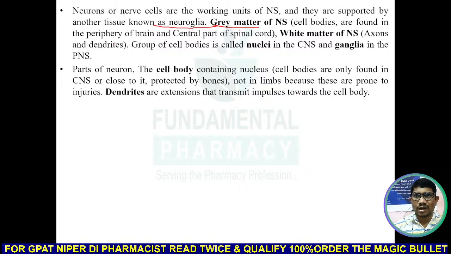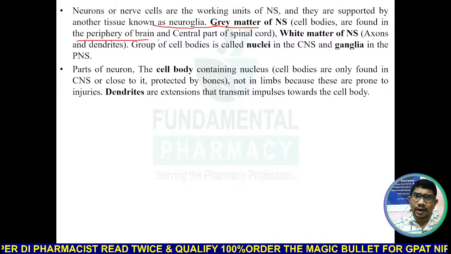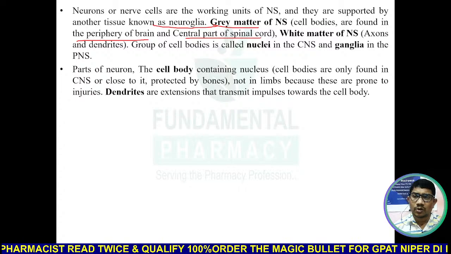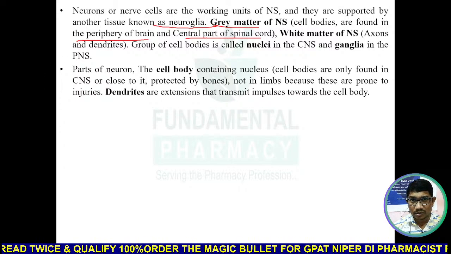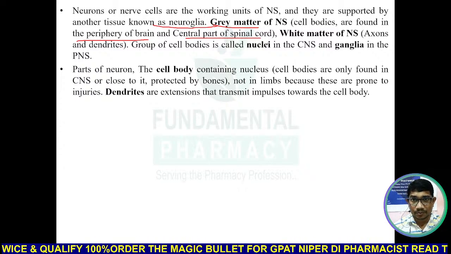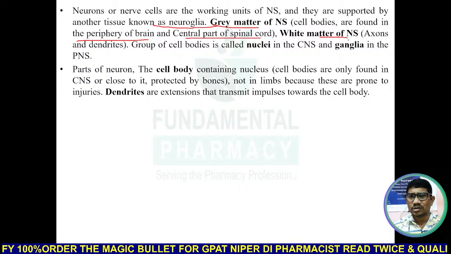Now cell bodies are found in the periphery of the brain and the central part of your spinal cord. Cell bodies जो होते हैं brain में क्या है, periphery में होते हैं और spinal cord में central में होते हैं. White matter मतलब क्या है, collection of dendrites and axons known as white matter.